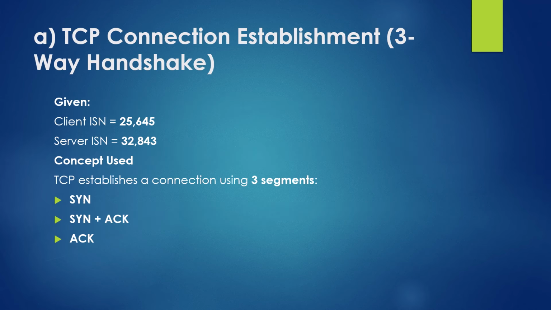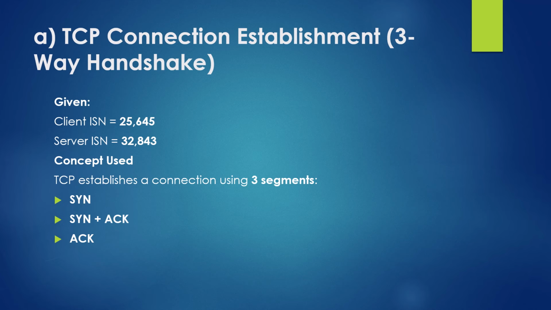The first one is the three-way handshake, TCP connection establishment. What are the given terms? The client ISN is 25,645, and the server ISN is 32,843. We have to establish a connection using three segments.